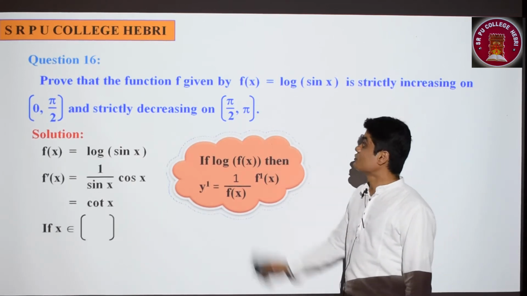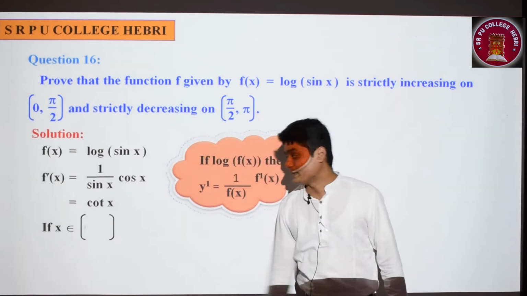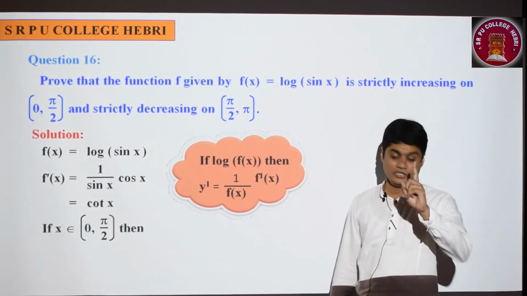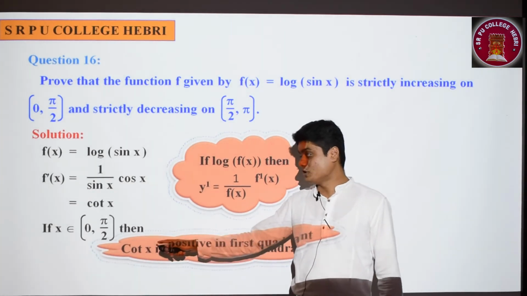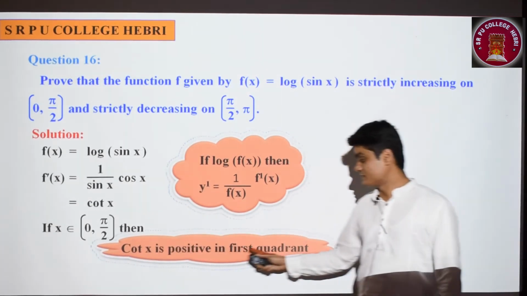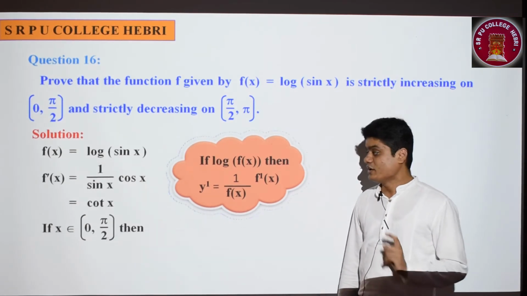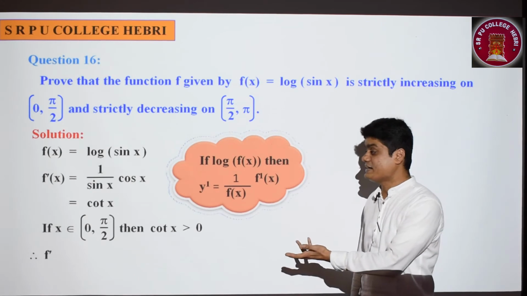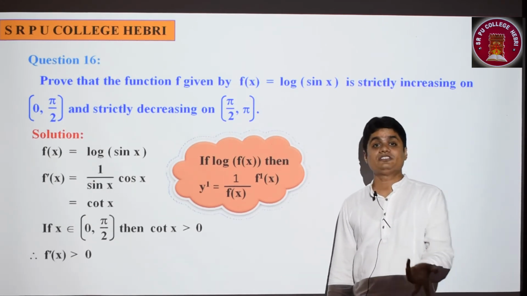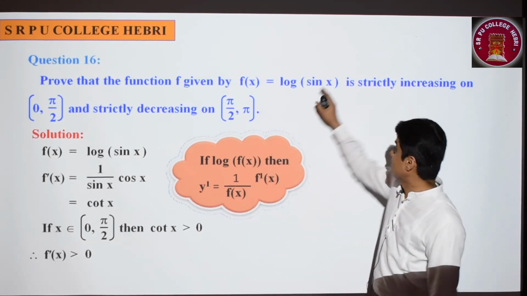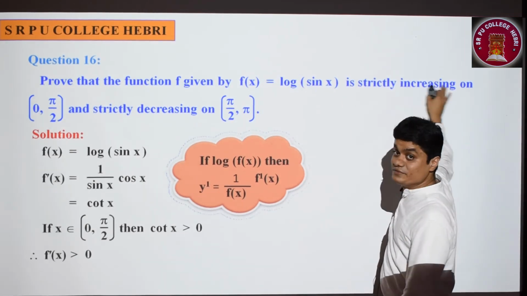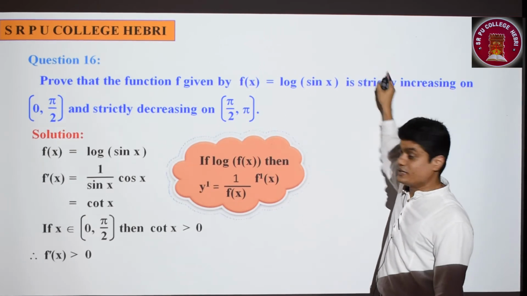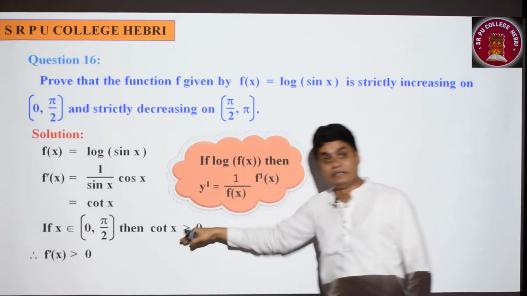Now if x belongs to our interval 0 to pi by 2, then x belongs to the first quadrant. If x belongs to the first quadrant, we know that cot x is always positive in the first quadrant. So this implies cot x is positive, f dash of x will be greater than 0. When f dash of x is greater than 0, the function is strictly increasing. So what is ours? Prove that f of x is strictly increasing in the interval 0 to pi by 2, and this will complete the proof.